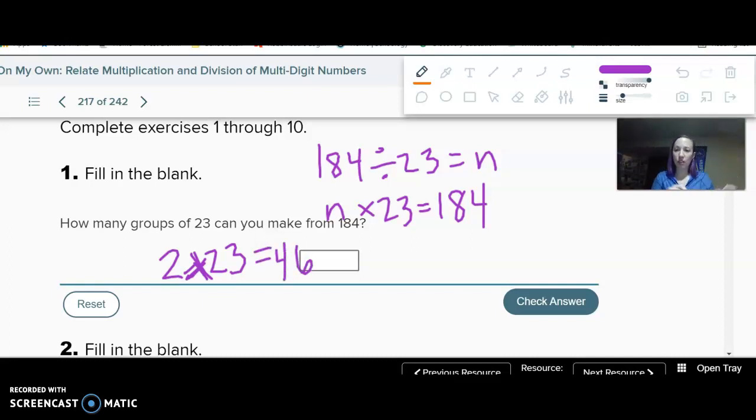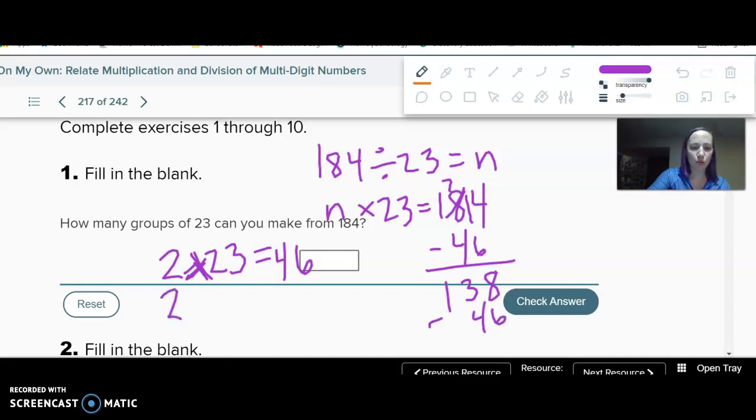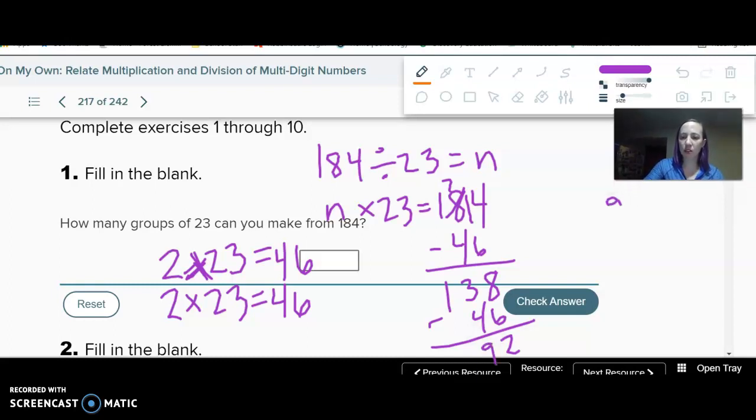And if you need to go do it on some scratch paper, that is fine. So I'm going to subtract that. It's going to be a 7, 8, 3. Okay, I still have 138. This is when you can see, okay, if I'm only doing groups of 2, it's going to take me a little while. But let's keep trying that. Another two groups. 2, 13 minus 4 is 9. Oops, I still have 92. I'm going to subtract another 46. So another two groups.